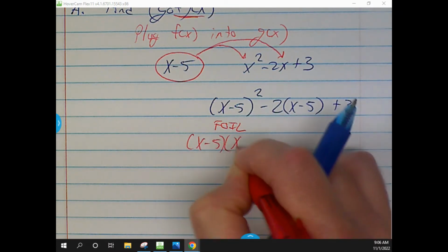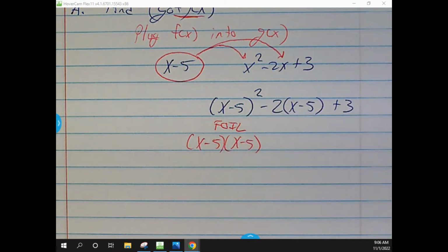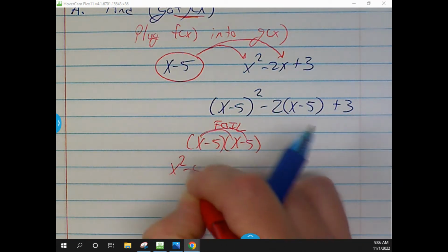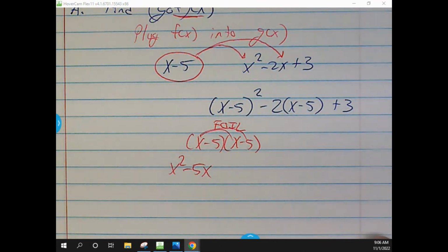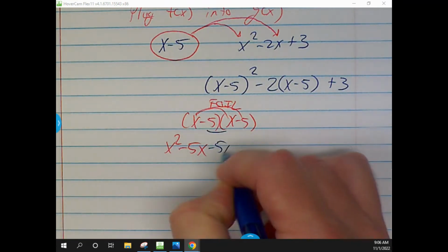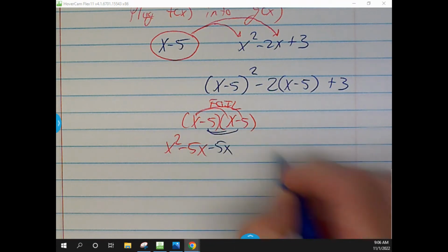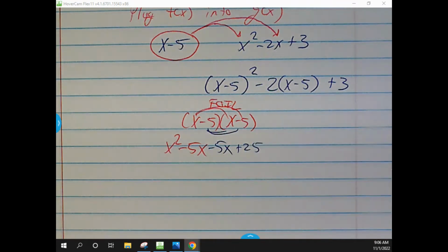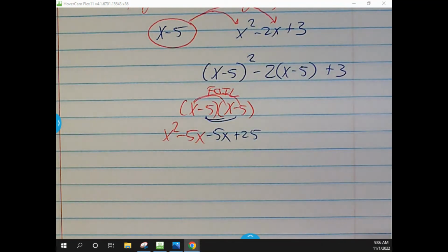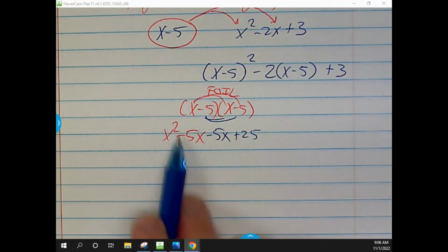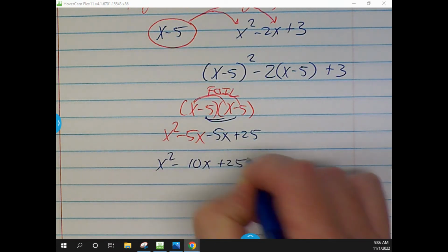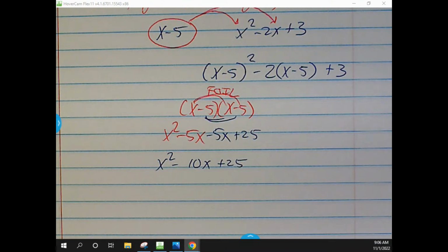All right, so if we FOIL out the first part, the x minus 5 times the x minus 5, that's going to be x squared minus 5x. The good thing is when you do the same thing twice, the middle number here is going to be the same. Another minus 5x, and then negative 5 times negative 5 is a positive 25. All right, you can combine these terms in the middle. So that's x squared minus 10x plus 25.